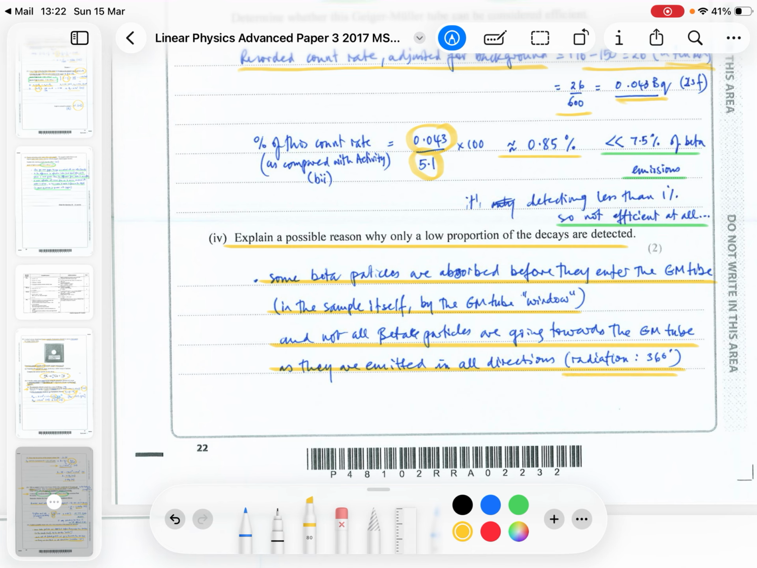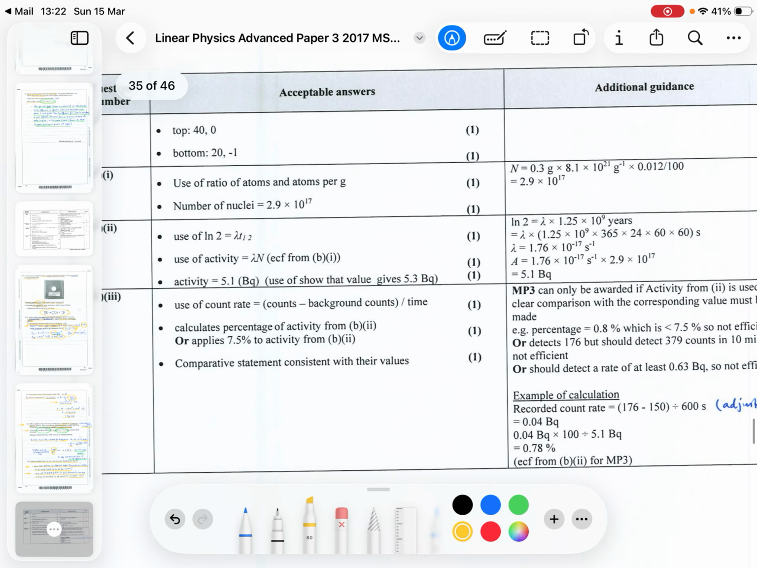Okay? But they could also be absorbed by the Geiger-Müller tube's window, because obviously the window is made of something solid. So you're not going to get them all. And these 2 points will allow you to get the full marks for the mark scheme. Have a look at the mark scheme for yourself.